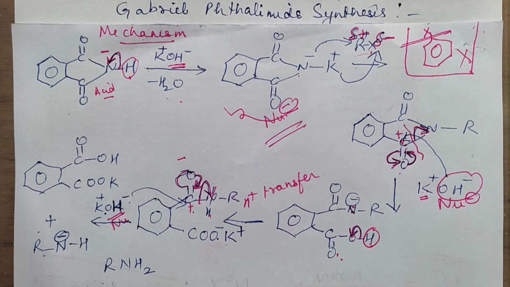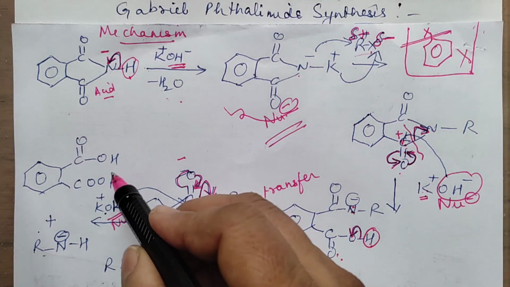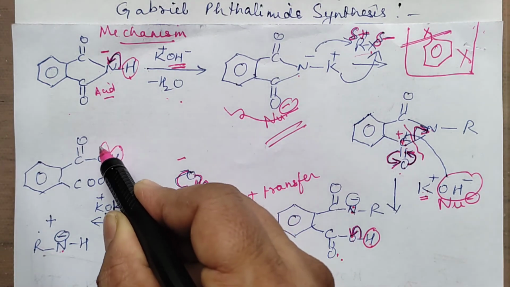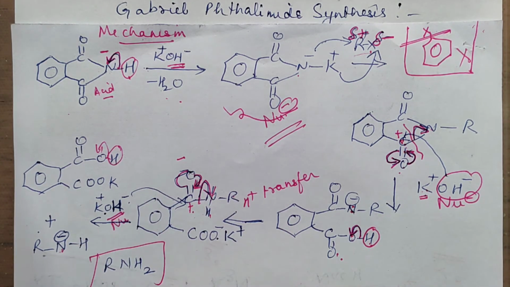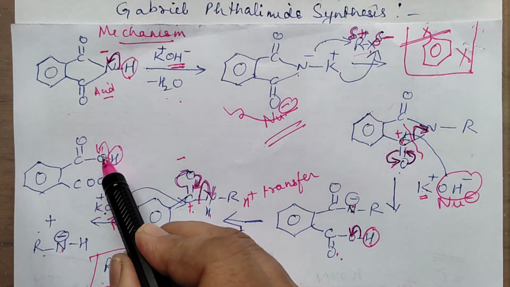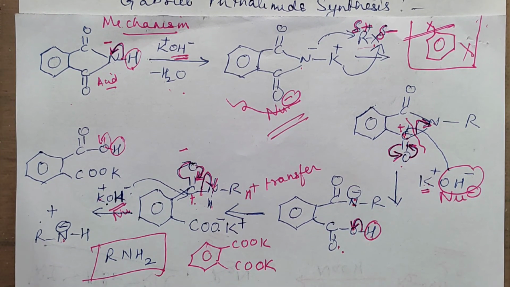Now the last step is left over, that is proton transfer. Because this is negative, this H plus will lose there, this will go towards O, H plus will come out, get attached here, and you will get the final product as primary amine. This was minus, so the K plus now will attack there, and the final product which you will be getting here along with that is COOK and COOK. That is the potassium salt of the phthalic acid will be obtained.